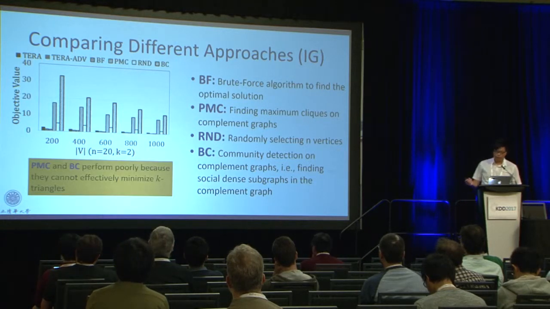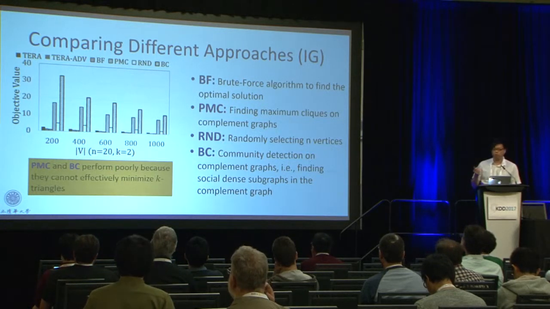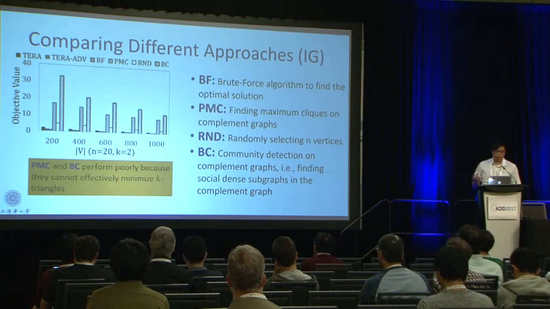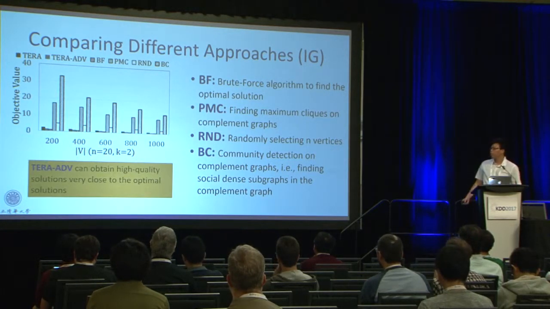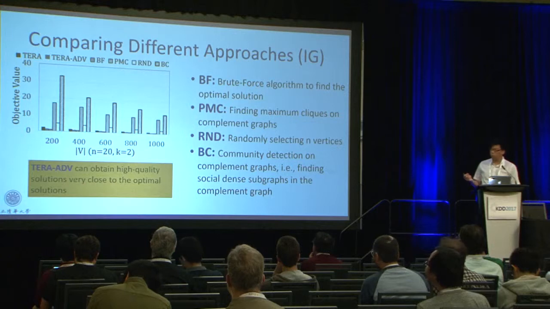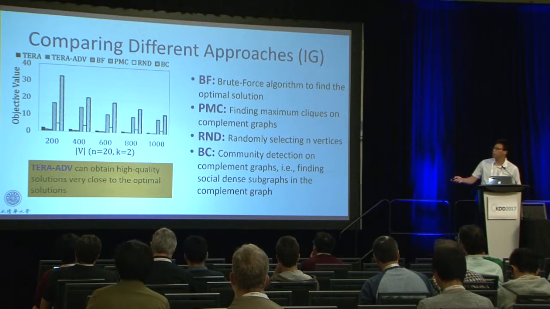The results show that PMC and BC, which are two representative algorithms for finding socially dense groups on complement graphs, perform poorly because they do not consider anything about K-triangles. For us, our proposed TERA-ADV algorithm can obtain very high quality solutions, which are very close to the optimal solution, the lower ones here.